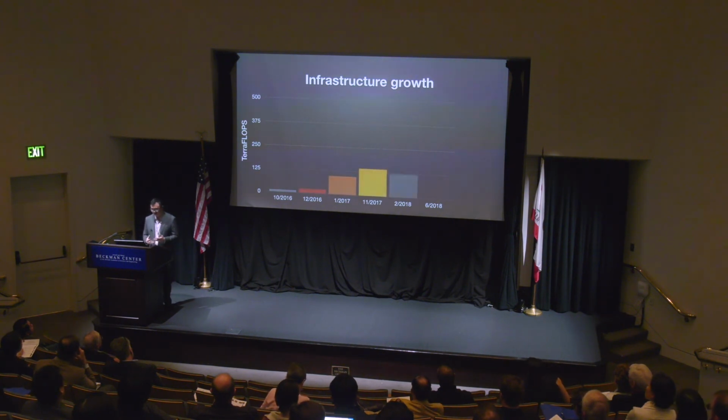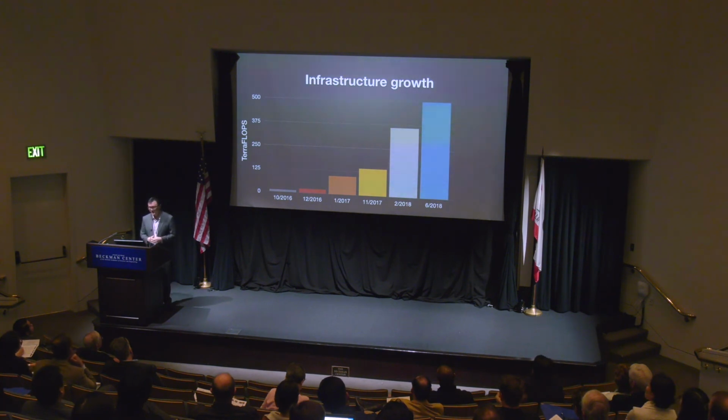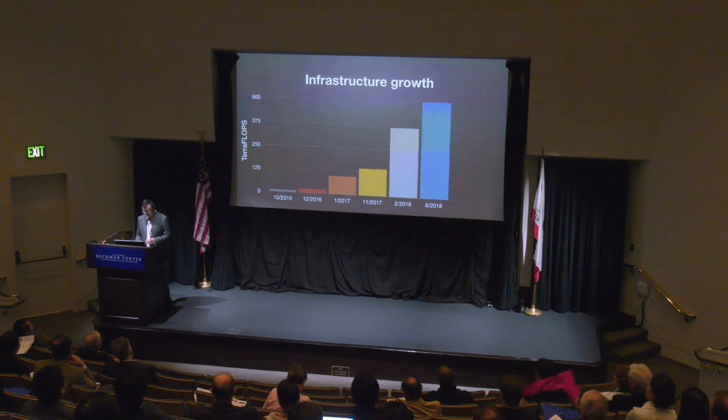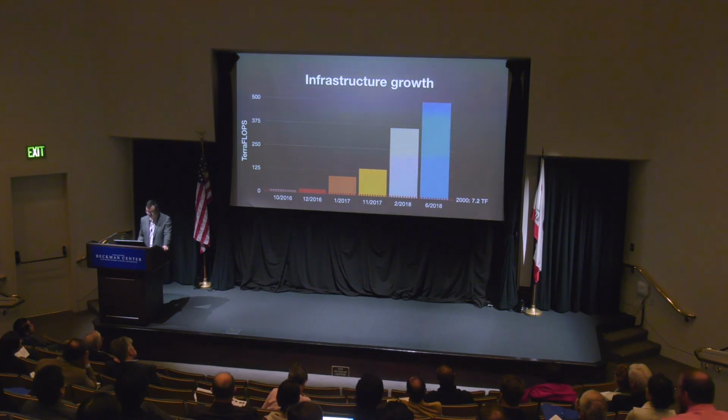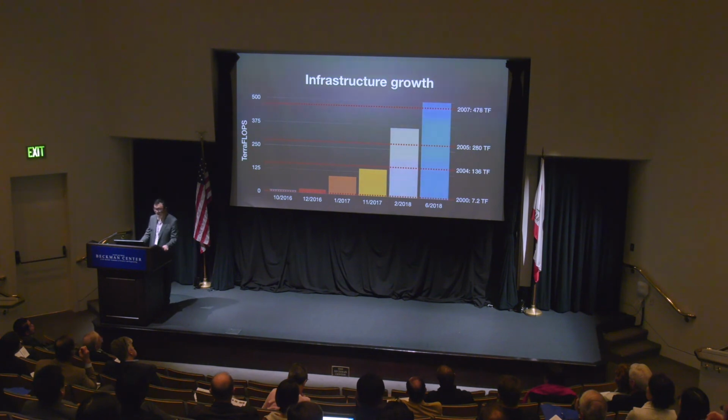What I did is I built a GPU cluster for my lab. And right now, as of June of last year, we were sitting at just under half a petaflop of computing power just for ourselves. And teraflops probably doesn't mean very much to you, but the fastest computer in 2000 was 7.2 teraflops. 2004 was 136, 2005 280, and in 2007, not that long ago, the fastest computer on Earth was about 478 teraflops, and that's about where we're sitting right now to do this computational work.